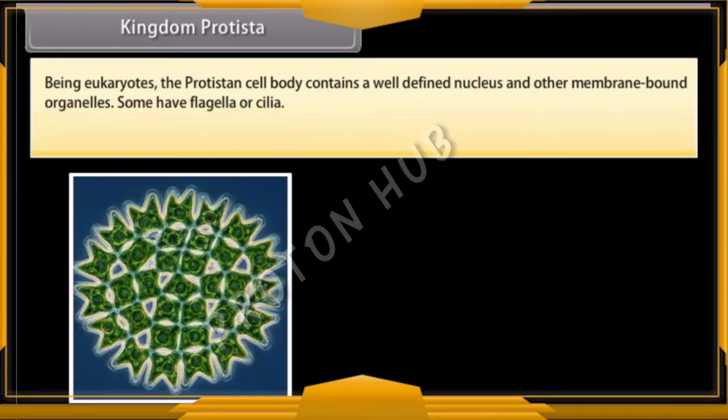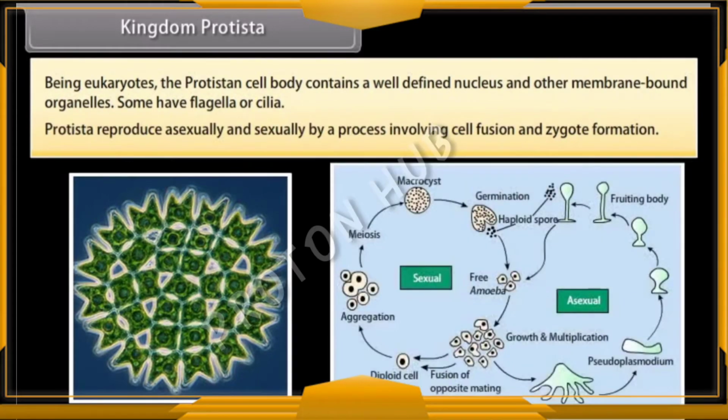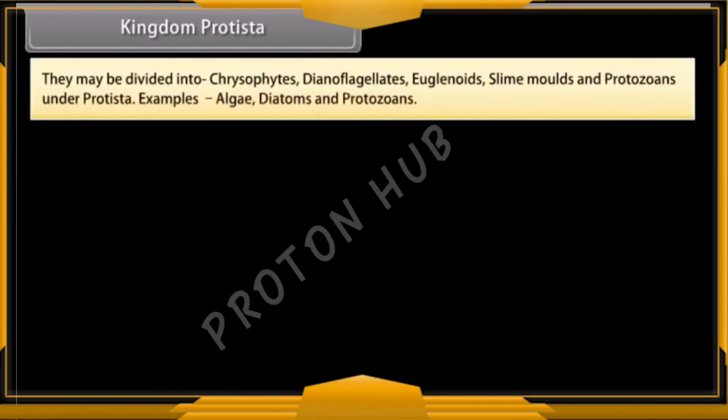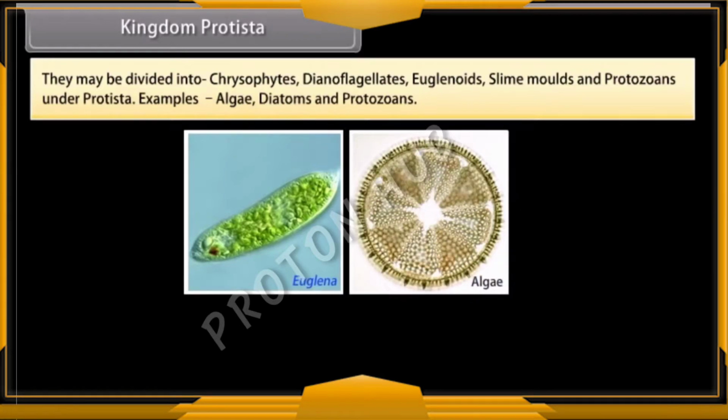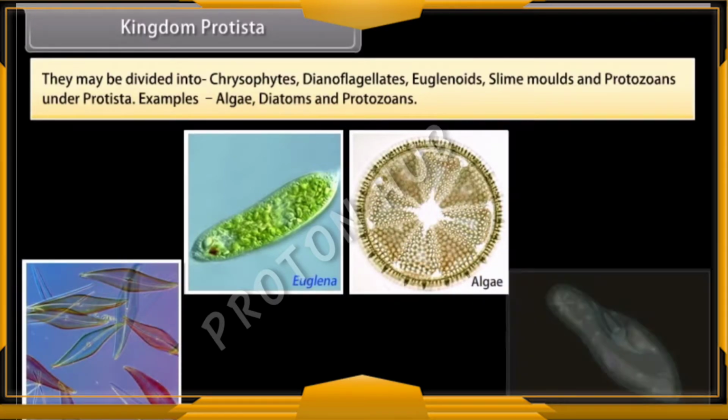Some have flagella or cilia. Protista reproduce asexually and sexually by a process involving cell fusion and zygote formation. They may be divided into chrysophytes, dinoflagellates, euglenoids, slime molds, and protozoans under Protista. Examples: algae, diatoms, and protozoans.